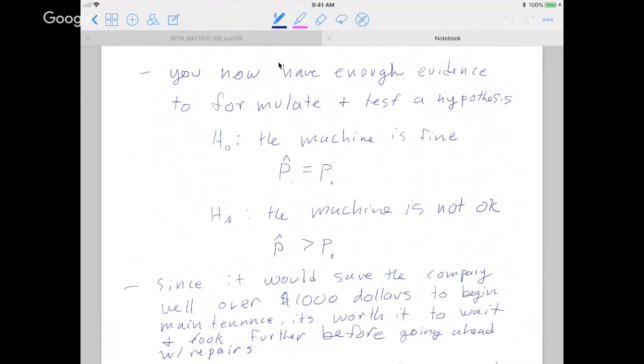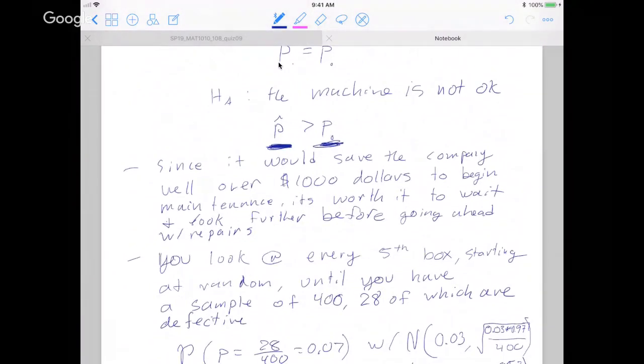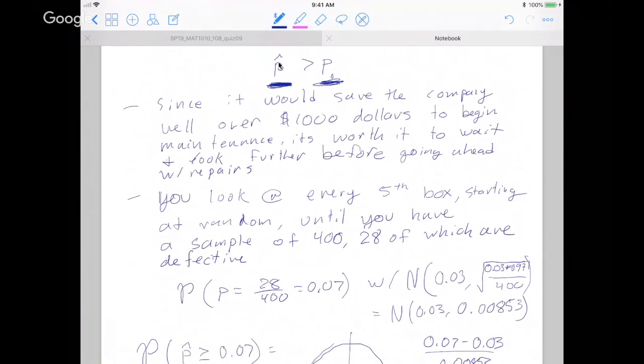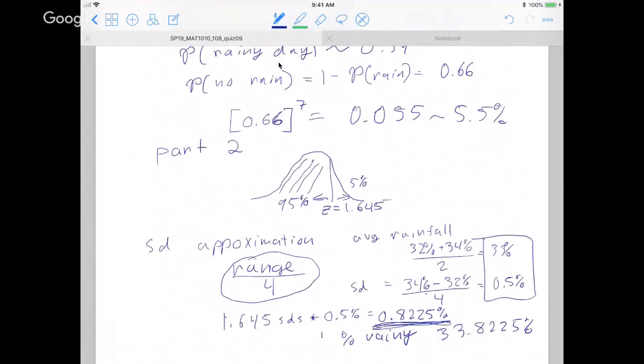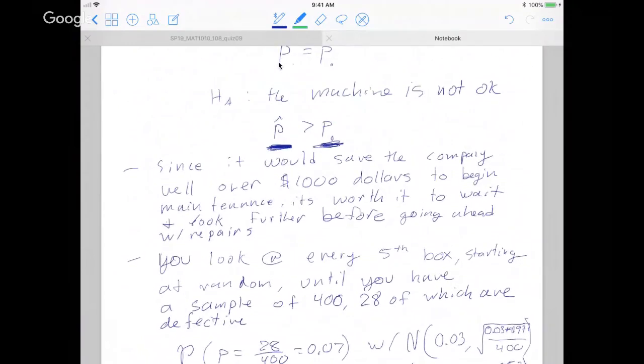So H naught, my null hypothesis, is always that nothing special is happening, so the machine's fine. My alternative is the machine is not okay. In other words, my sampled proportion of broken boxes will be higher than the standard accepted proportion. Since it would be over $1,000 if we didn't have to start maintenance, we should go ahead and explore. So what do we have here?